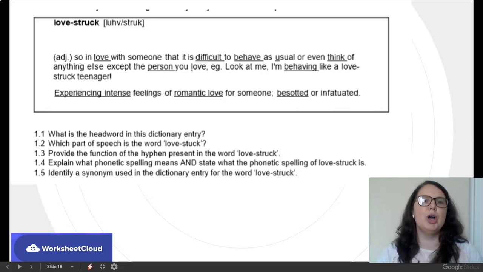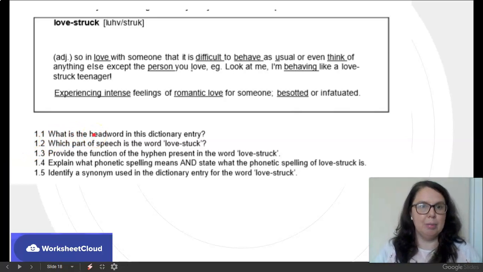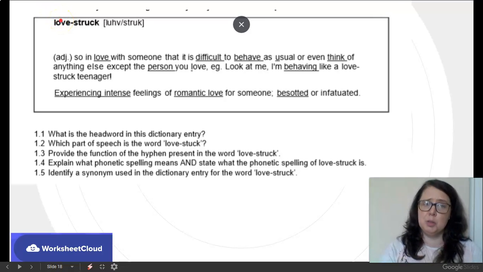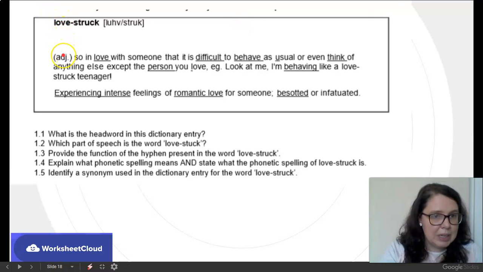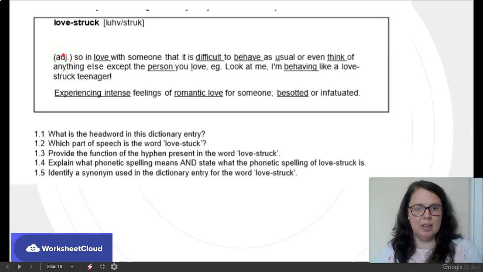All right, so I hope you were able to work through it effectively. We were given the word love struck as well as its entry. Right, so what is the head word? What is the word we were looking up? Well, love struck. What part of speech is this? Must be an adjective because I see A, D, J.